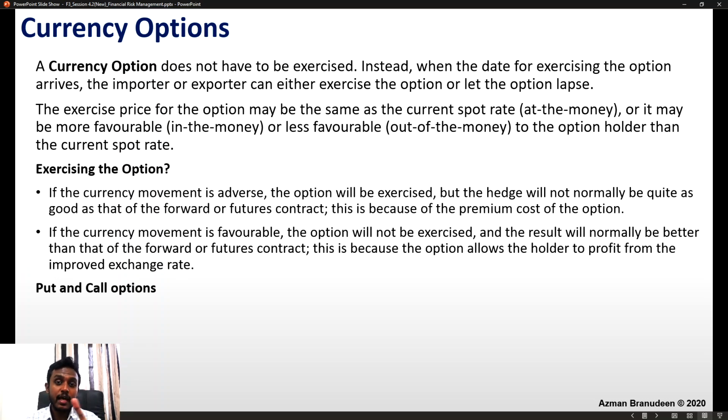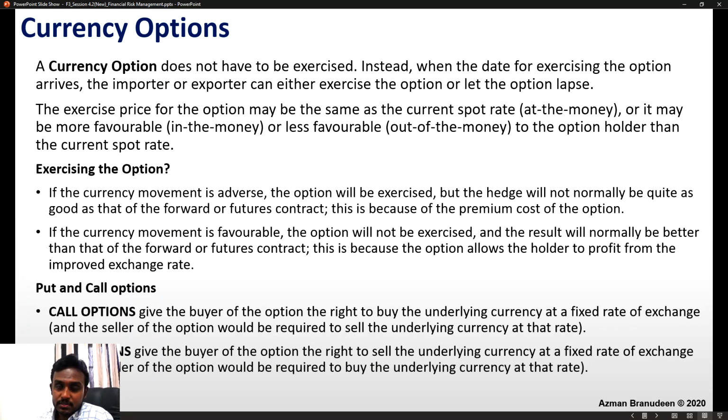So there are two types mainly, put and call options. Call options give the buyer of the option the right to buy the underlying currency at a fixed rate of exchange, and the seller would be required to sell the underlying currency at the rate, obviously, counterparty. Put options give the buyer of the option the right to sell the underlying currency at a fixed rate of exchange, and the seller would be required to buy the underlying currency at that rate.